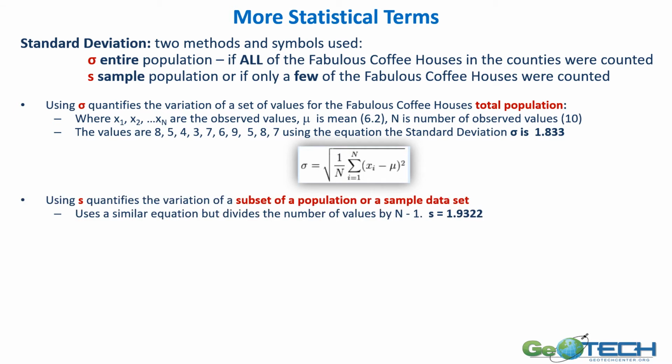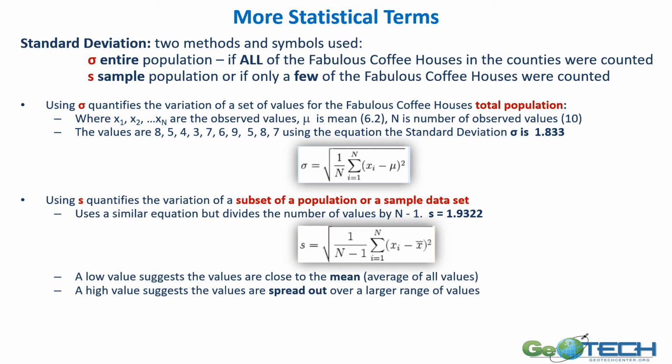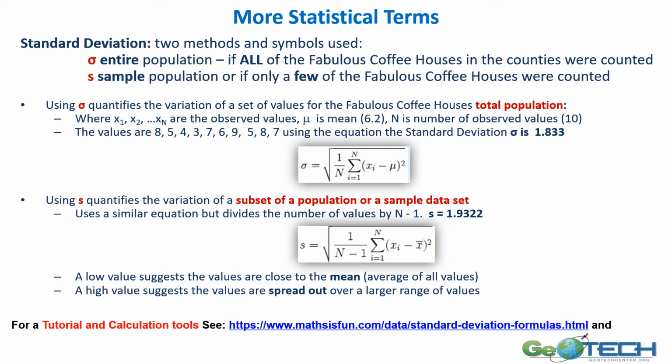If I look at a subset of the total population, or a sample population, I'd use a similar equation, but instead of dividing by 10, I divide by 10 minus 1, so the number of values in my data set minus 1, and I get a slightly different number of 1.9322. A low value suggests the values are really close to the mean or the average of all values. A higher value suggests the values are spread out over a larger range of values. There's a really good tutorial on how to use calculations from this website.